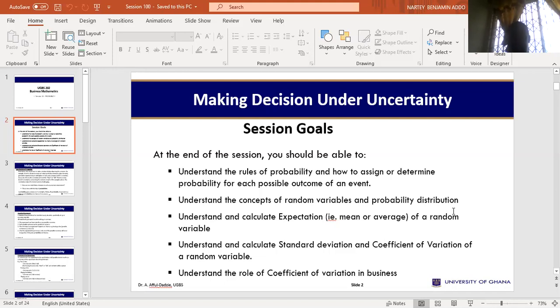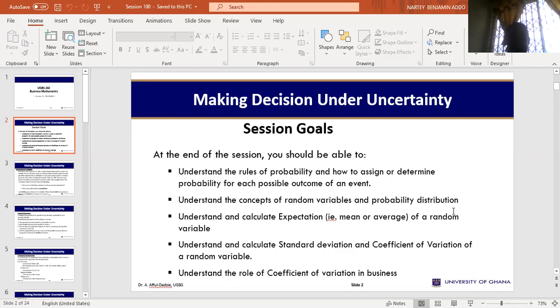And then understand and calculate expectation. That is mathematical expectation, which is simply to multiply the expected value by its corresponding probability to get the expectation. Expectation simply means the average, what you are expecting. Okay, so mean or average, all right, of a random variable.